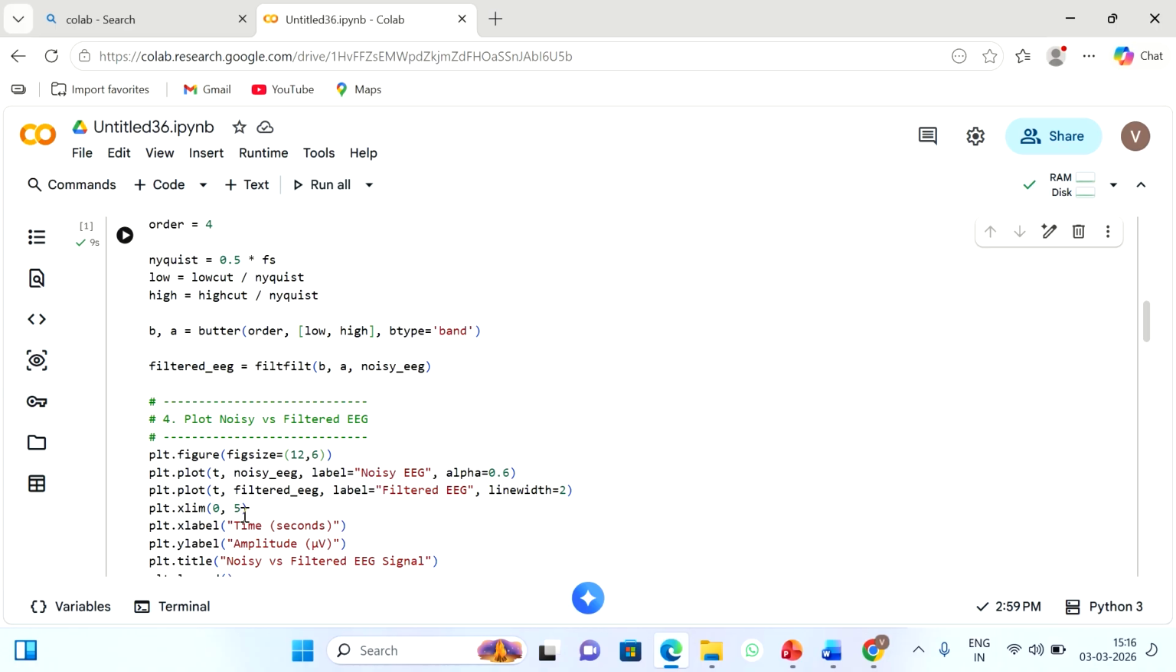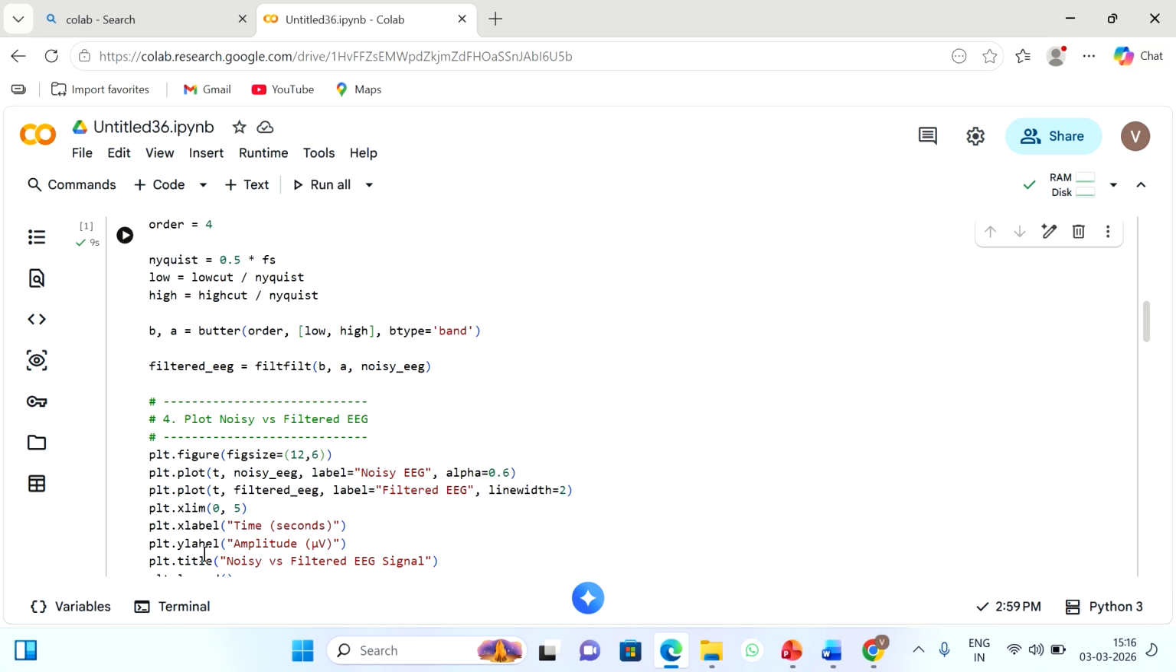That's all. And then plt.xlabel: time in seconds. Then plt.ylabel: amplitude in microvolt. Then plt.title: noisy versus filtered EEG signal. So for this graph, the title is noisy versus filtered EEG signal.